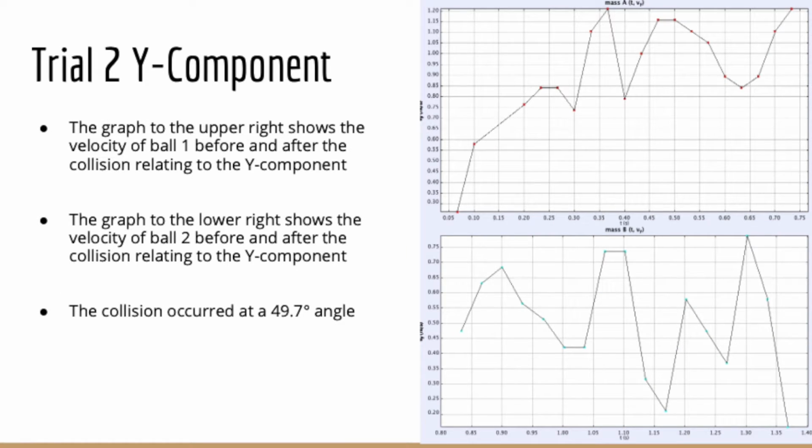The graph to the upper right shows the velocity of ball 1 before and after the collision relating to the y component. The graph to the lower right shows the velocity of ball 2 before and after the collision relating to the y component as well. The collision occurred at a 49.7 degree angle.